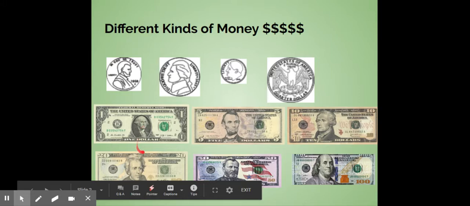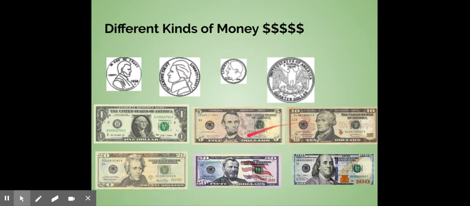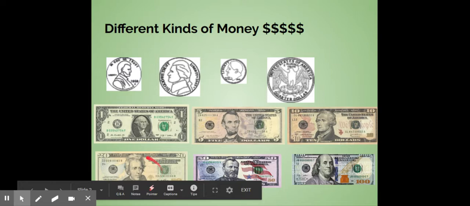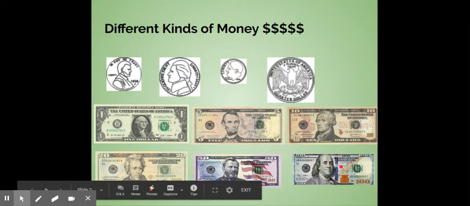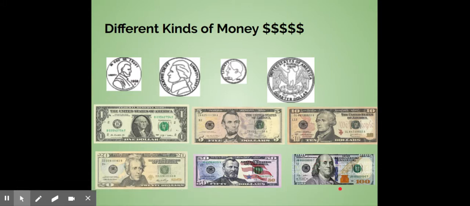This right here, this is $1. This is a $5 bill. It's worth $5. This is a $10 bill. It's worth $10. This is a $20 bill. It's worth $20. This is a $50 bill. It's worth $50. And this is everybody's favorite. This is a $100 bill. It's worth a lot of money. It's worth a whole lot of money.